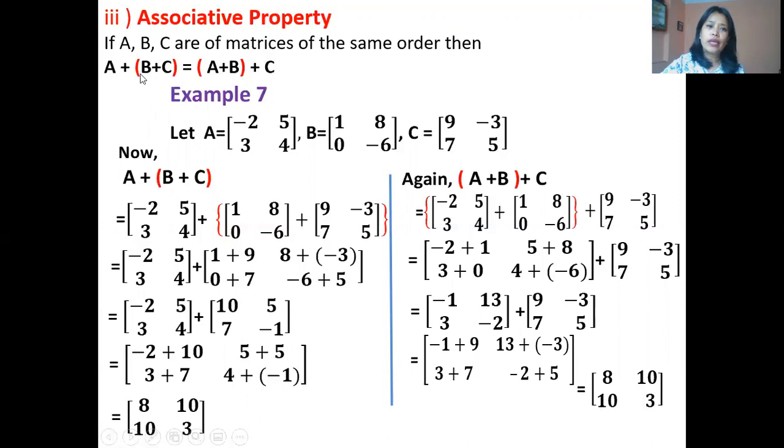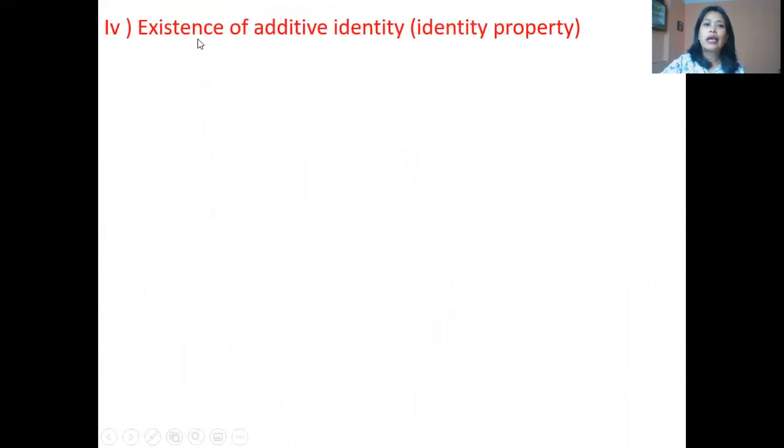That is the result of A plus B plus C and A plus B plus C; they are equal. Hence it is verified that A plus B plus C equals A plus B plus C, which we call the associative property. Now moving on to another property of matrix addition: the existence of additive identity, which is also called the identity property.